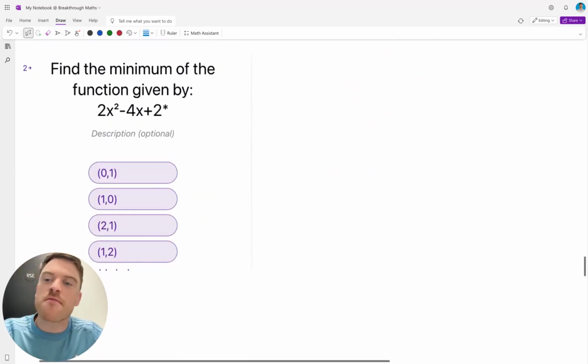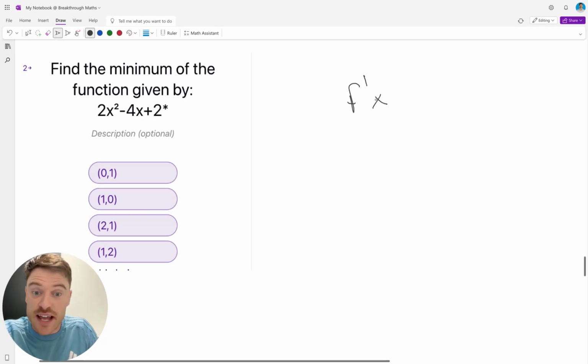Next, find the minimum of the function given by this, dy/dx. When they say minimum or max, you put f dash x, the differentiation part of it, equal to 0, and you solve it. I'll say that again: if you're looking for the minimum, just differentiate it, put equal to 0, and solve it. When they're looking for the minimum or the max, differentiate it, put equal to 0, and solve it.